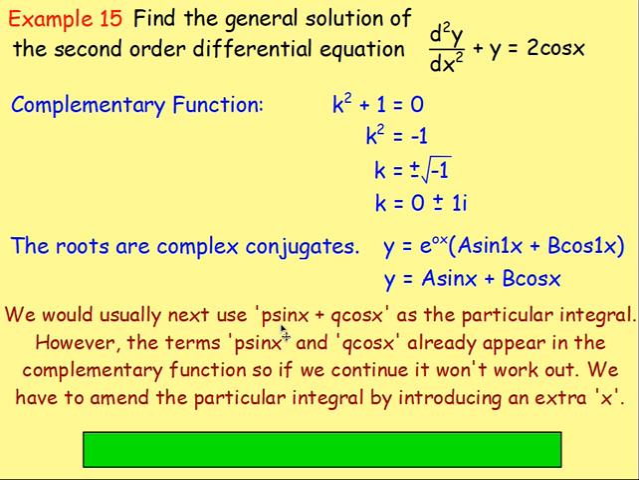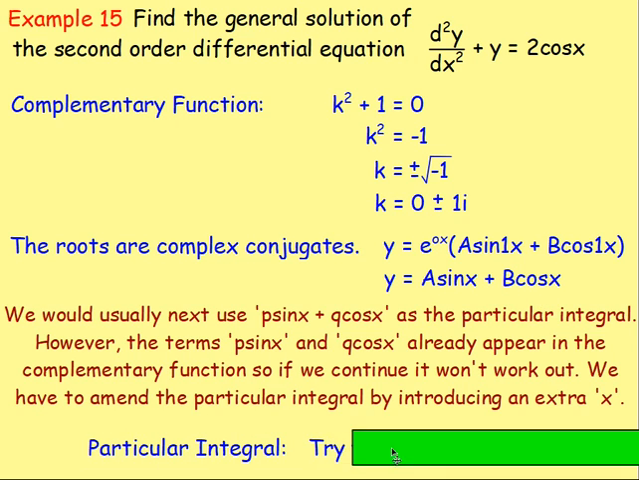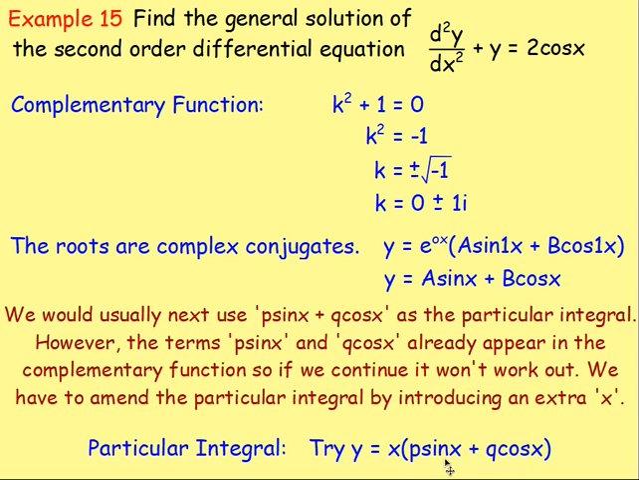P sine x means something sine x. Q cos x as well means something cos x. We already have a constant times cos x. So because they already appear, it won't work out. Again, we'll get down to something like 0 equals some number, which makes no sense. So we have to amend the particular integral, and we do that by multiplying what we would have as a particular integral by x. So for the particular integral in this case, we are going to try p sine x plus q cos x, but we're multiplying that by x.